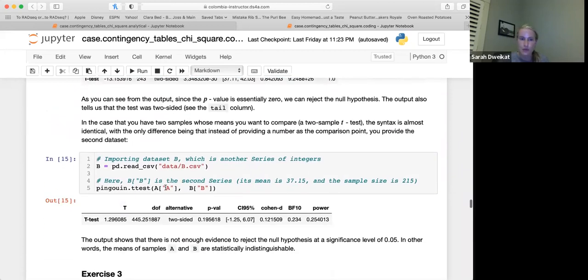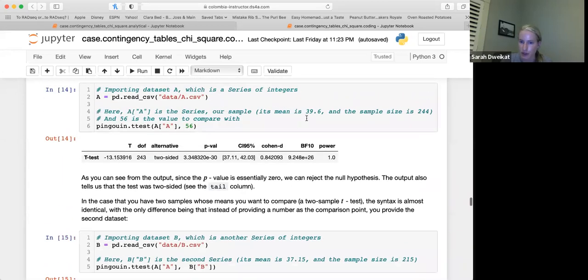Here, we have two different data sets. We're now testing between A and our B data set, which we loaded in here. So again, we do this penguin t-test to say, are these two means different? In the comment, this is just some details to tell you that the mean for B is 37.15.